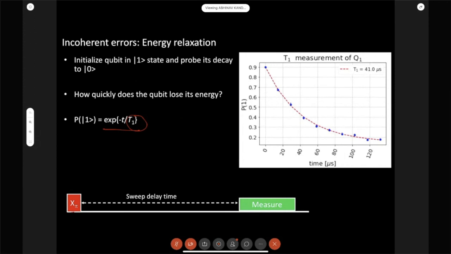This can be because of a host of different reasons, because of defects that are on your chip, because of cosmic radiation. There are a whole host of reasons why this happens.